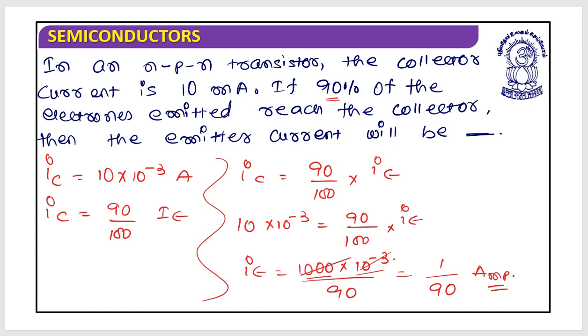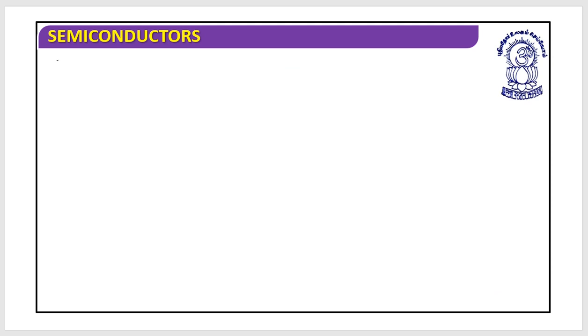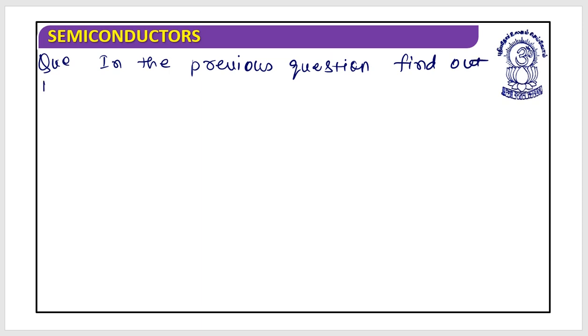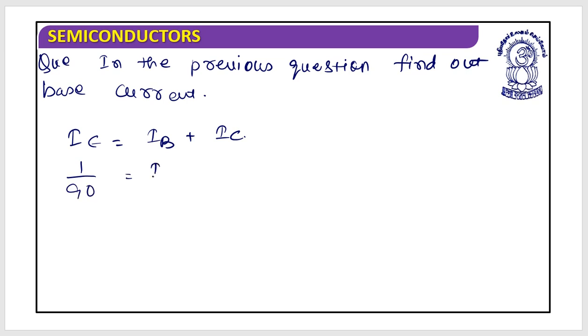Now, if I have been asked in the previous question to find out the base current, I understand that IE is equals to IB plus IC, and now I am having the IE. Yes, IE is available. It's 1 by 90. Base current is required, and IC is given. It's 10 into 10 to the power minus 3. This is one of the approaches. Solve this and get the IB.